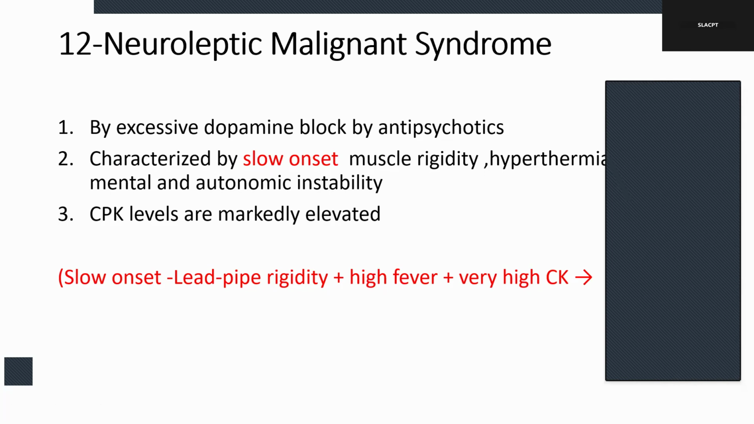So there should be a high degree of suspicion. The drug history and the physical examination are of paramount importance. The hallmark is that creatine phosphokinase is very high. Here the clinical picture is slow onset, led by rigidity and fever and high CPK. Until proven otherwise, it is neuroleptic malignant syndrome if the history is compatible.